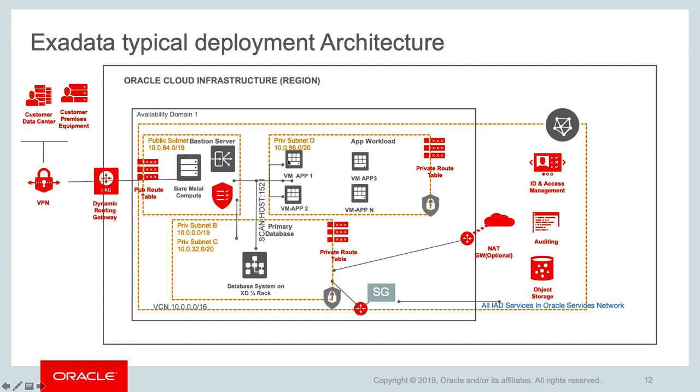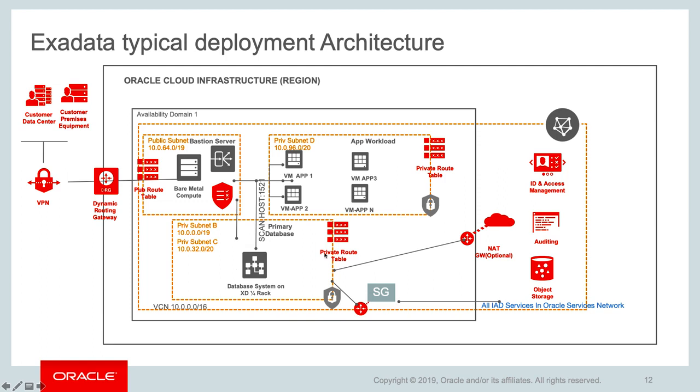In a production kind of deployment, you will generally have either IPsec VPN or a FastConnect kind of connectivity from your data center to Oracle Cloud Infrastructure, and the connection goes through DRG, which is Dynamic Routing Gateway. If you notice here, I have private subnets which are created for my applications as well as for databases. These private subnets can be used for deploying several VMs, and they can talk to the Exadata database system securely, which is also hosted on a private network.